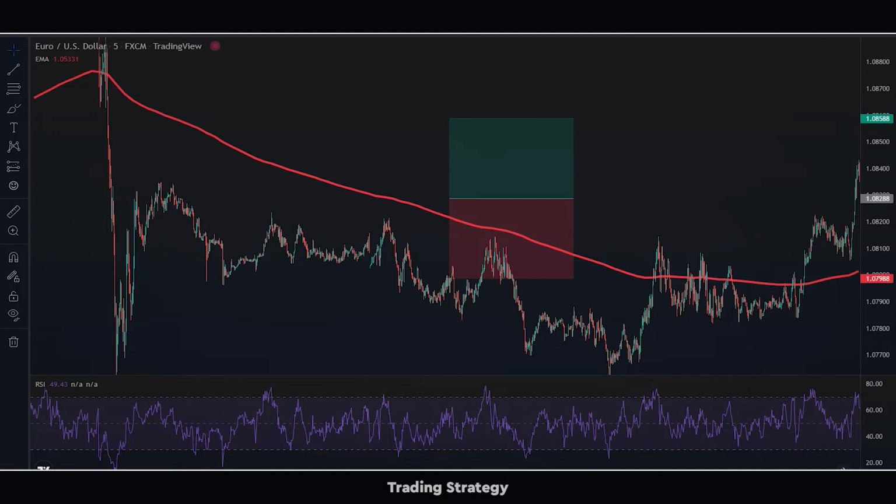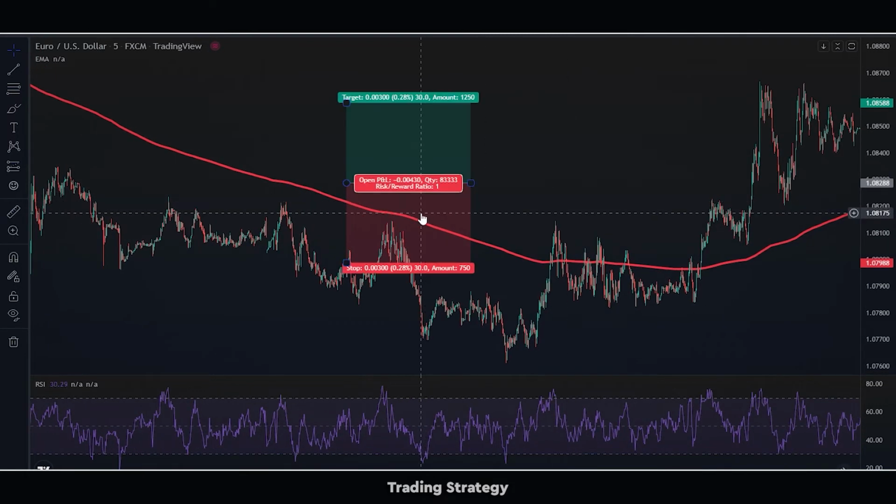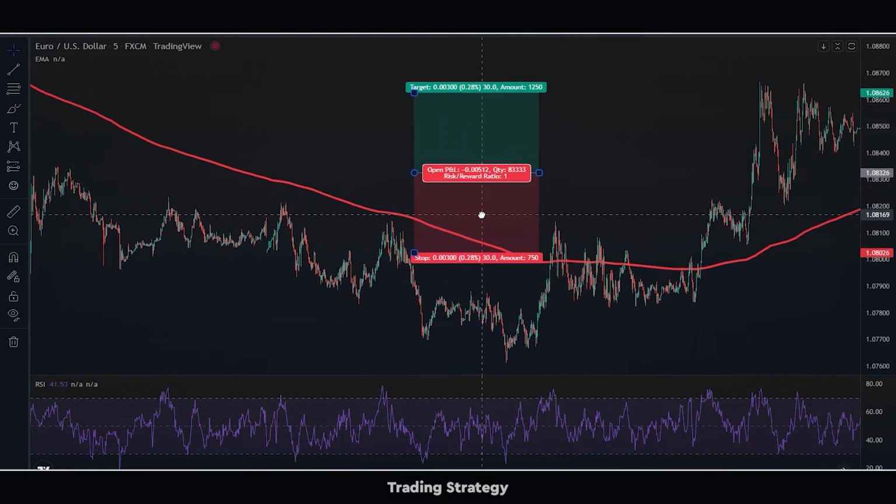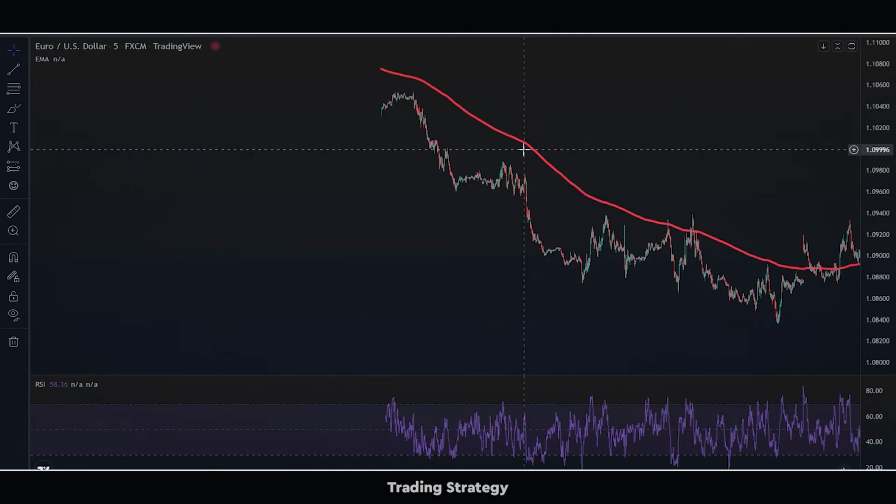This strategy has a risk-benefit ratio of 1:1. That is, we are going to risk 1 to get 1, but of course to be profitable. And thanks to the EMA filter, we are going to be right most of the time. Now, let's look at some examples.